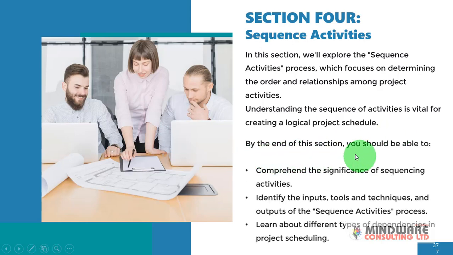By the end of this section you should be able to comprehend the significance of sequencing activities. You'll be able to sequence your activities to place them in a logical, coherent order in terms of priorities. We'll also be able to identify the inputs, tools and techniques, and outputs of the sequence activities process. We'll also learn about different types of dependencies in project scheduling. So let's jump in.